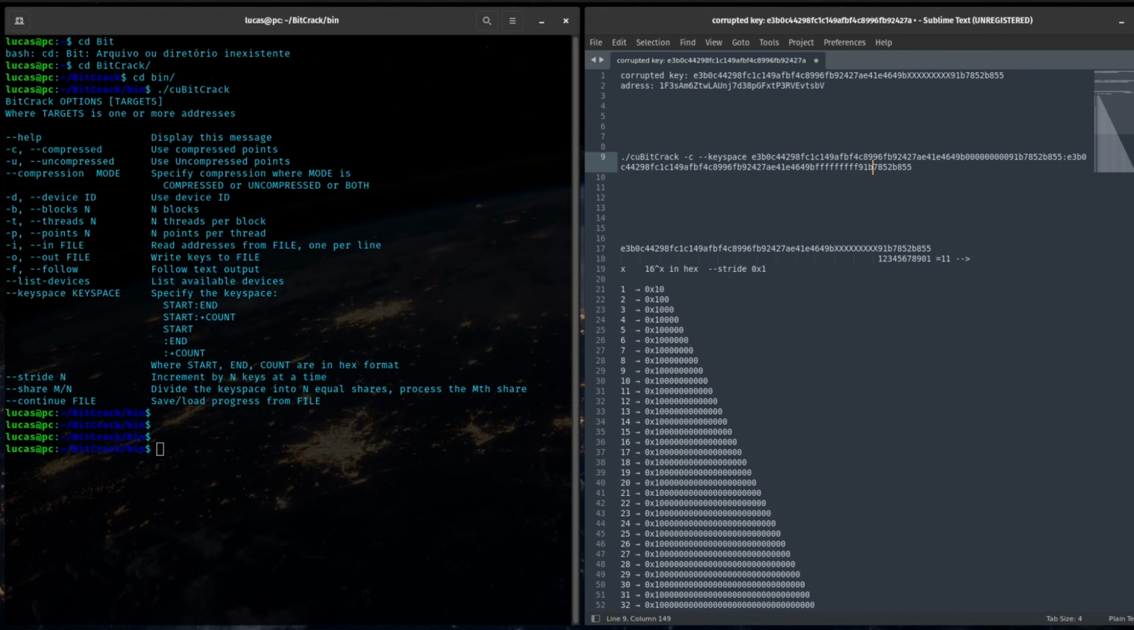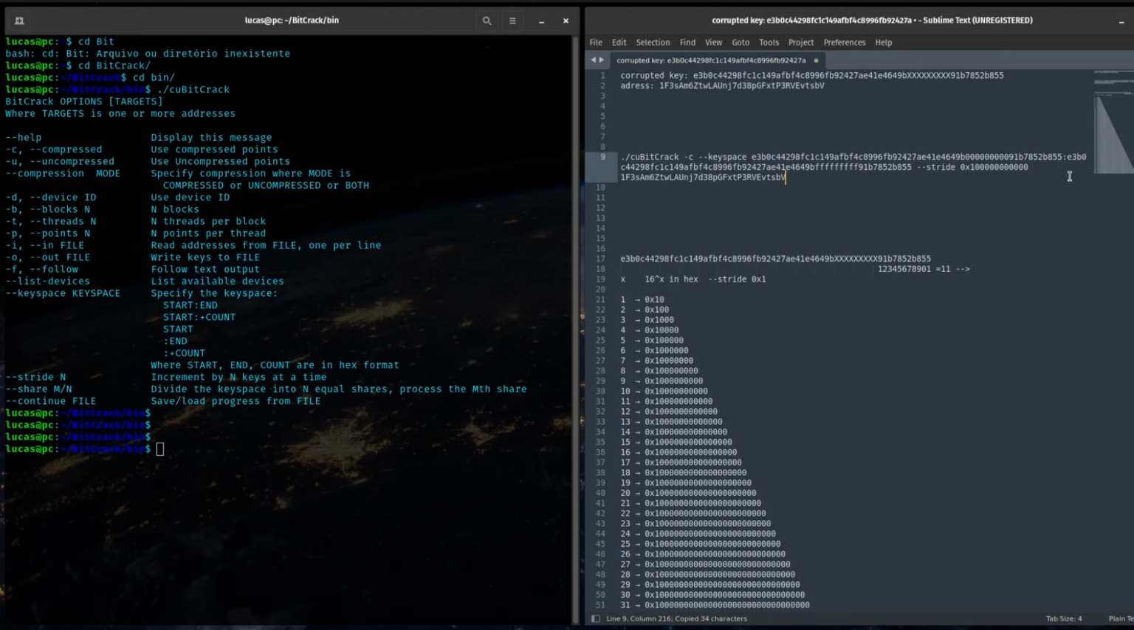Well, now, different from our first example, we have the stride parameter. To calculate the stride value, you'll need to count the number of characters that appear after the very last corrupted character. In our specific example here, we have exactly 11 characters, so the stride will be 0x1 followed by 11 zeros. And then, finally, we will add our address.